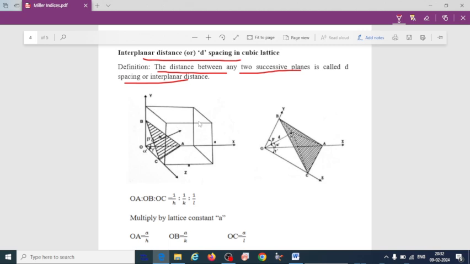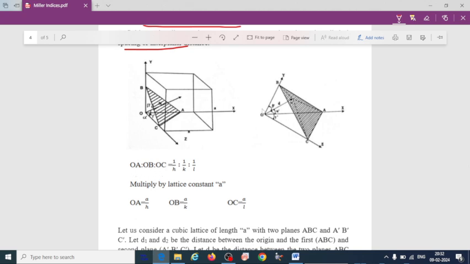Let us take this cube. If we take the planes, here we have taken this part of the plane. Then OA, OB, OC are the intercepts from the origin for the plane. So 1 divided by H, 1 divided by K, and 1 divided by L, where H, K, L are nothing but the Miller indices. If we multiply with the lattice constant a, the distance between each atom in a crystal, then we can write a divided by H for OA, a divided by K for OB, and a divided by L for OC.